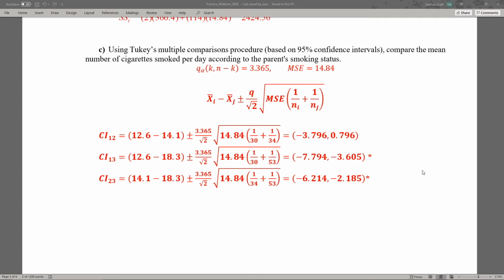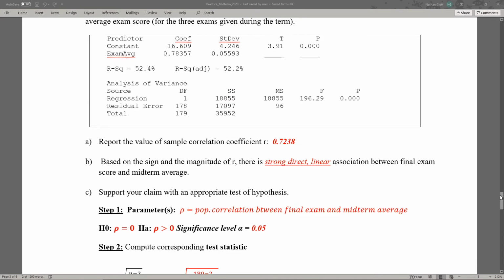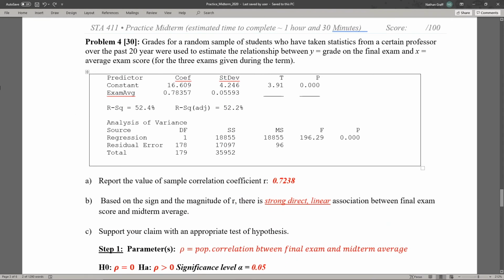So moving on to problem 4. In our final example, we have grades from a random sample of students who have taken statistics with a certain professor over the past 20 years. These grades were used to estimate the relationship between grades on the final exam and the average exam score for the 3 exams given within the term. We then have an output, presumably from a SAS analysis.